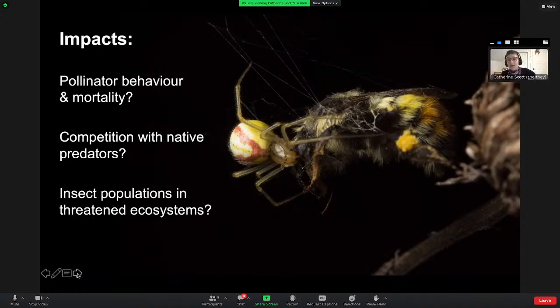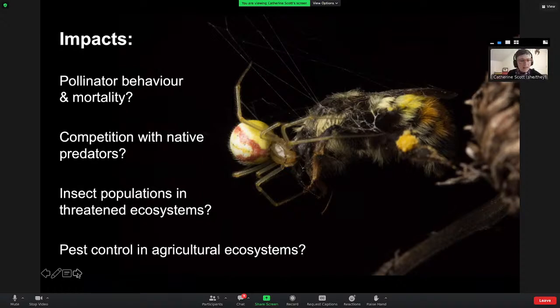Particularly in ecosystems like the one where we did our study, which is a coastal dune system, which of course is very vulnerable to climate change and already has a number of insect and plant species that are threatened. These spiders, if they are preying on threatened insects, for instance, could have a big impact on species in those systems.